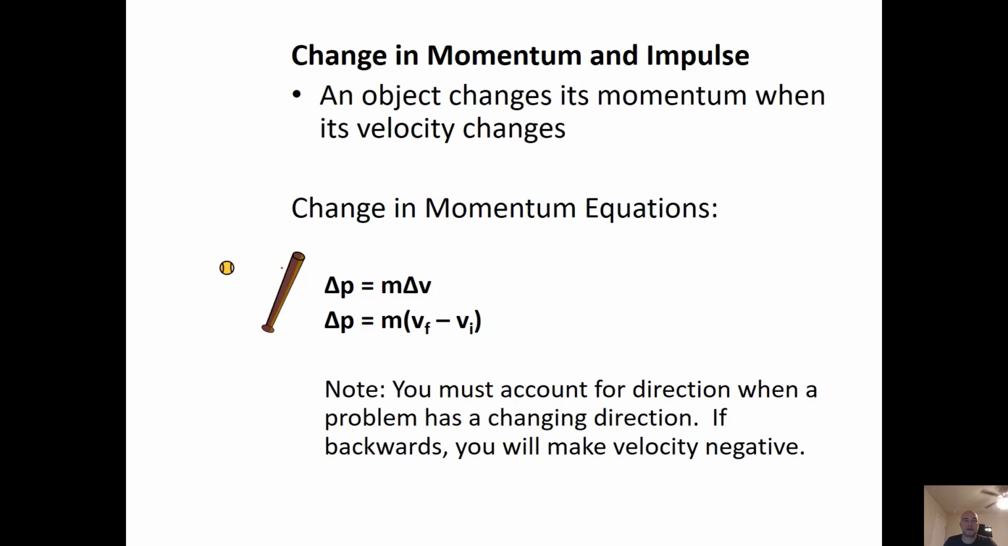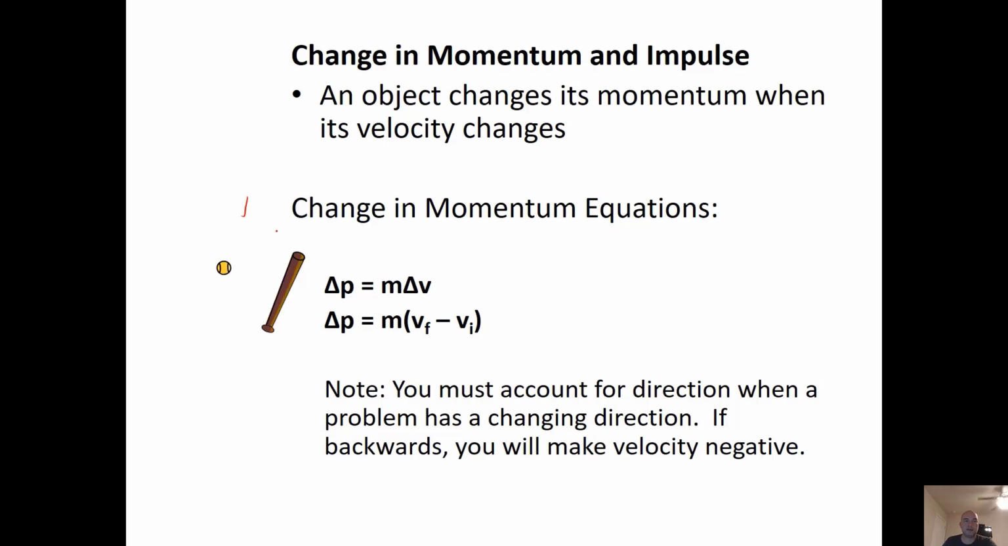You also have to account for direction. If this is going up to the right, I always say to the right is positive, and therefore to the left is negative. When you have a change in direction, you have to do that. If you don't have a change in direction, you can just say forward. But here we can definitely see a changing direction. So we would say it's initially coming in with a positive velocity, it leaves with a negative velocity, and then we would plug those numbers into the equation.